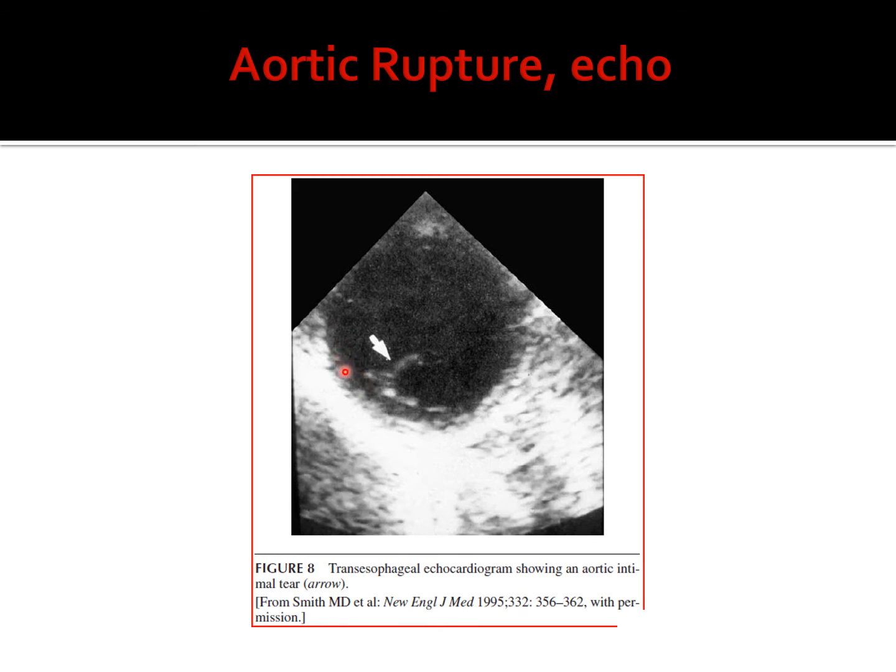Usually the tunica media and the adventitia are maintained. So what happens is blood goes into the subintimal layer and is contained by the remaining wall of the aorta.